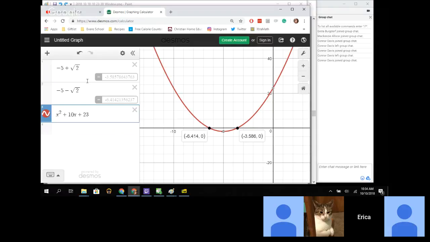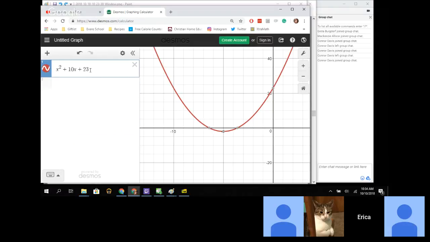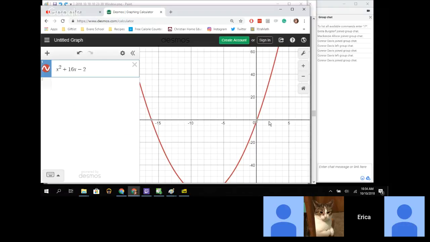Okay, so for example, number 12 is x squared plus 6x minus 2. If I go here, my zeros are at 0.124 and negative 6.124. So I know that I'm not going to have a nice, easy factorization. I'm going to have to use my quadratic equation to figure that out.